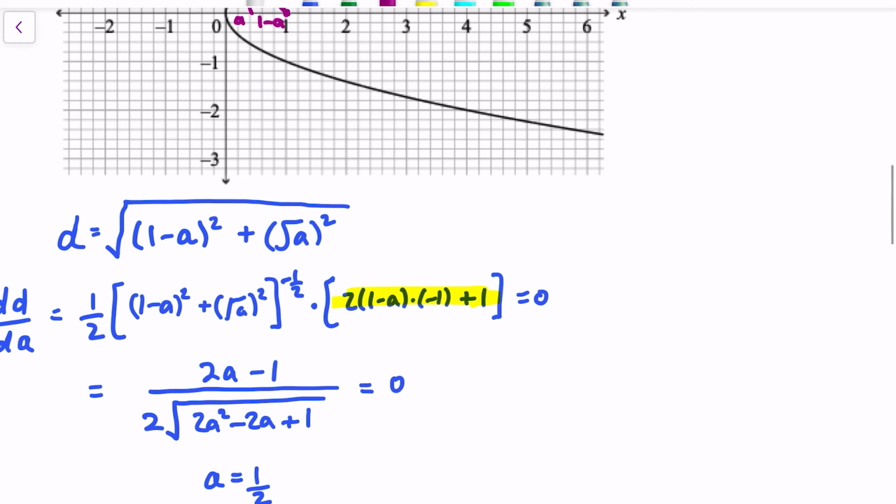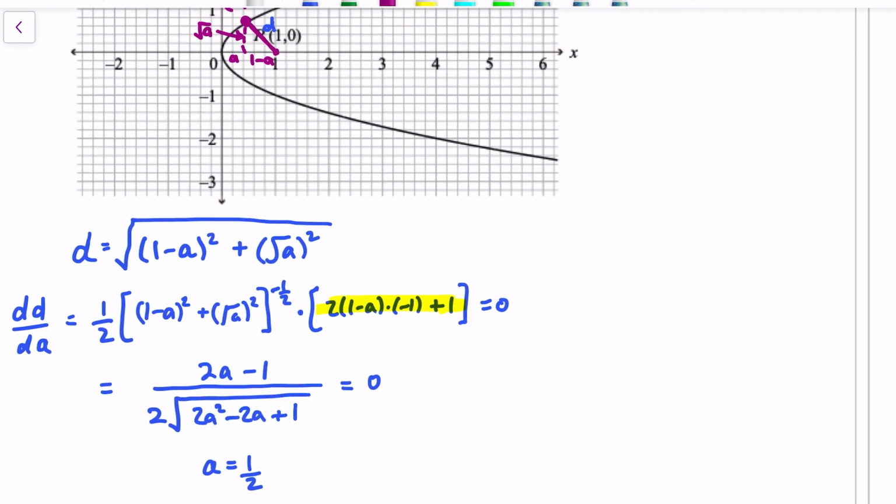Whatever value of a minimizes the distance, it turns out a is a half is going to minimize the thing underneath the square root, because the square root is an increasing function. The square root of 9 is clearly smaller than the square root of 16, and 9 is smaller than 16. So this value of a equals a half makes the thing underneath the smallest, so differentiating the square of the distance also works.